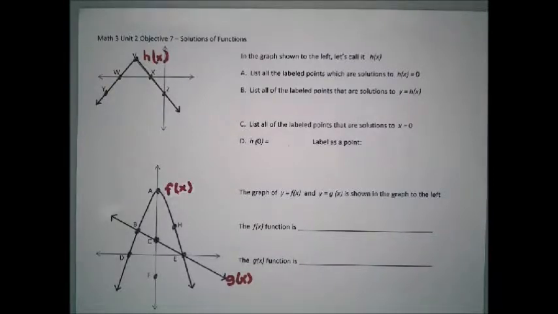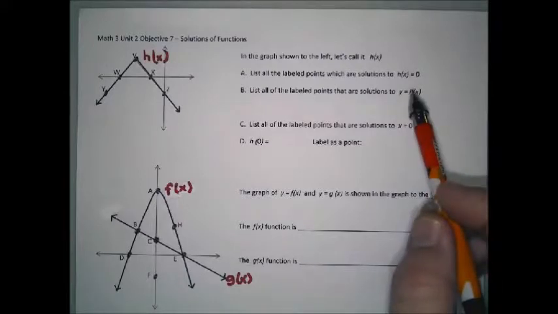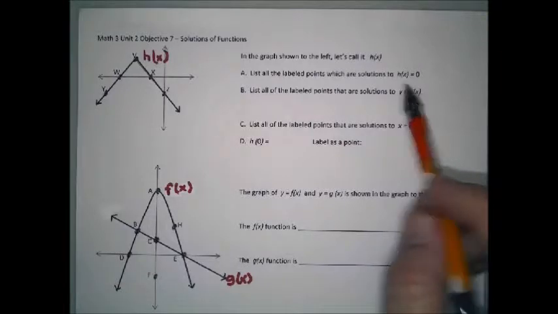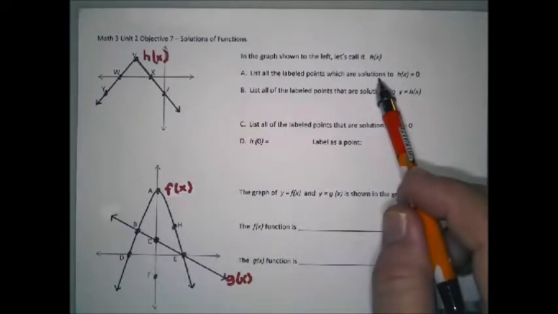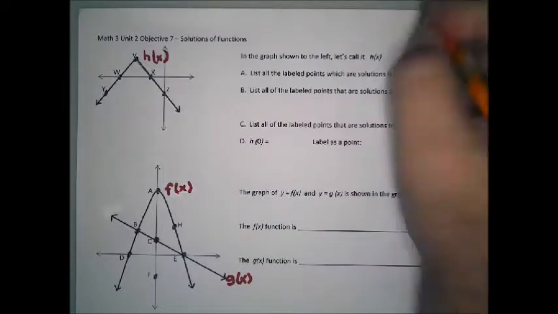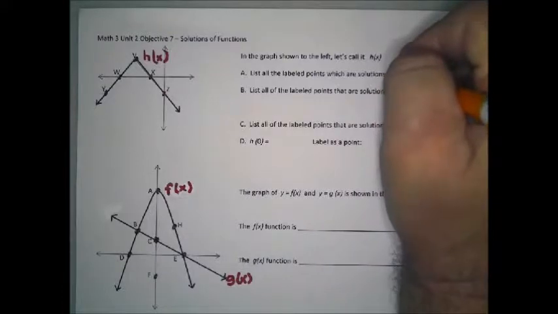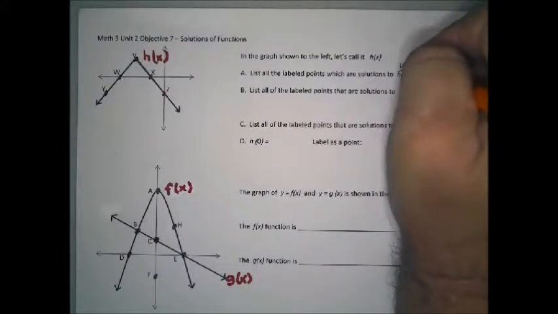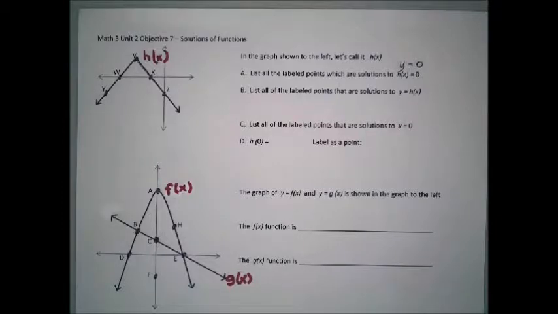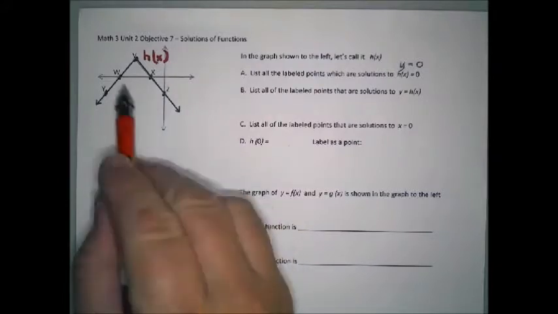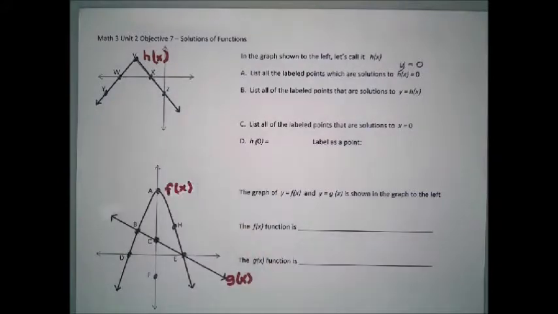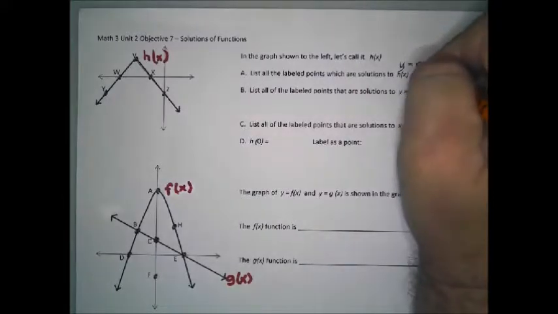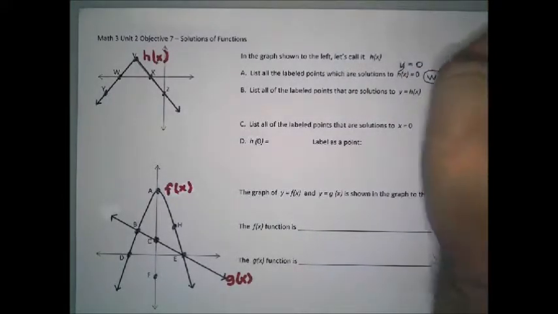The first question, list all labeled points which are solutions to h of x equals 0. Well, the key word right there is solutions. Where is the answer to h of x equal to 0? So another way of writing that would be, where is y equal to 0 on the h of x function? Well, y is equal to 0 on the h of x function in these two places, at point W and at point X.